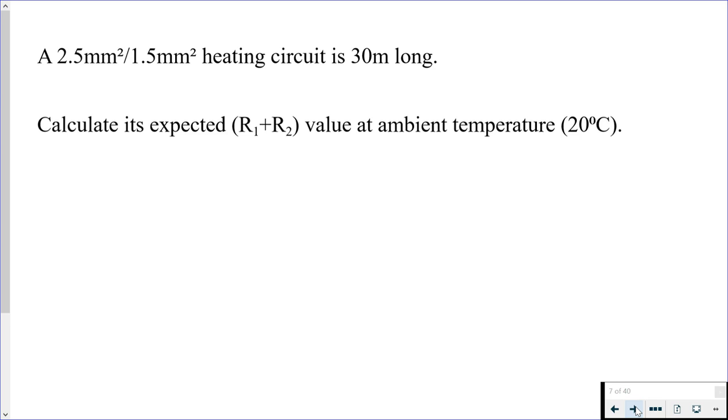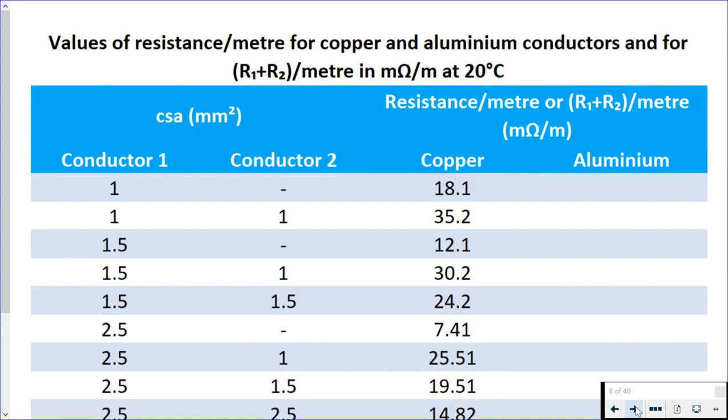We have here a 2.5 millimetre squared line conductor and a 1.5 millimetre squared protective conductor on our radial heating circuit that's 30 metres in length. Now remember, as we run through this, remember to pause the video, find the information and give the calculation a try as you go. Okay. So we're looking to calculate its expected R1 plus R2 value at ambient temperature.